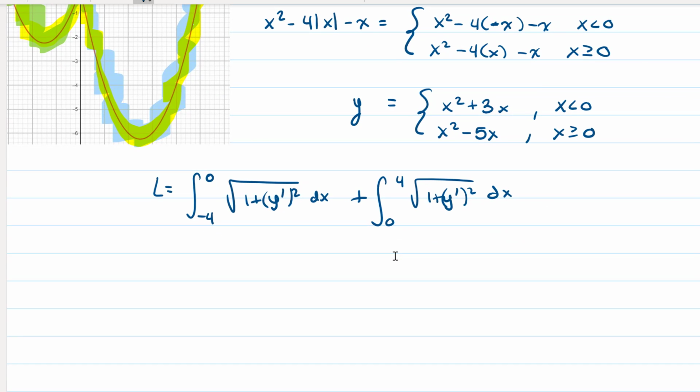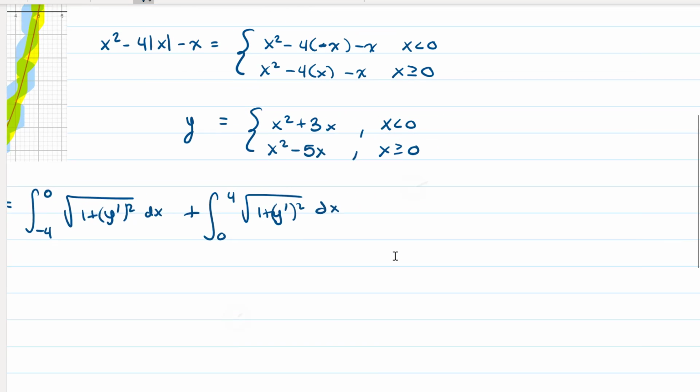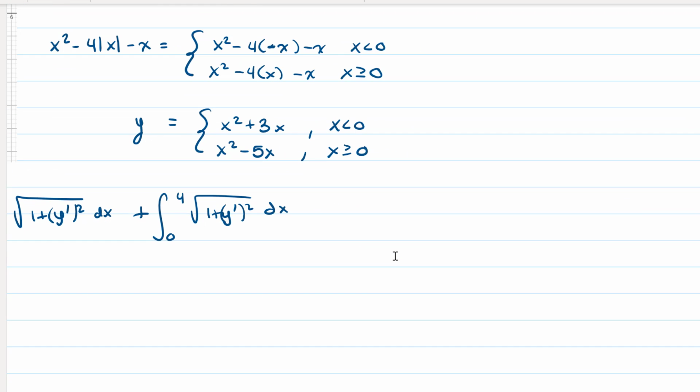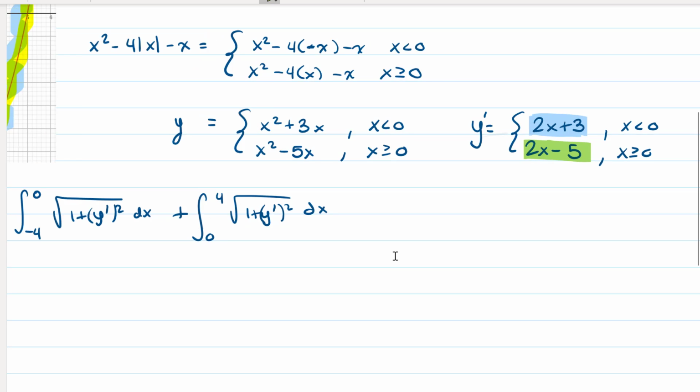So that piecewise function was y. So on the side here, I'm going to find y prime. We want to go ahead and take the derivative of the piecewise. So it's just going to be 2x plus 3 and 2x minus 5. Same restrictions. So the top one is going to go into the integral from negative 4 to 0, and the bottom one is going to go into the integral from 0 to 4.